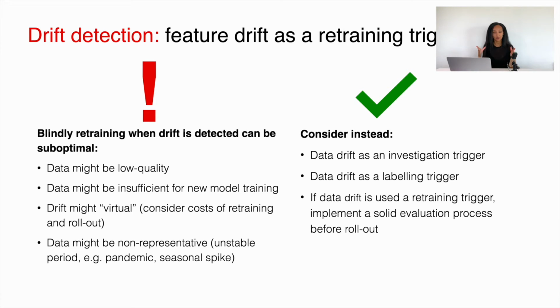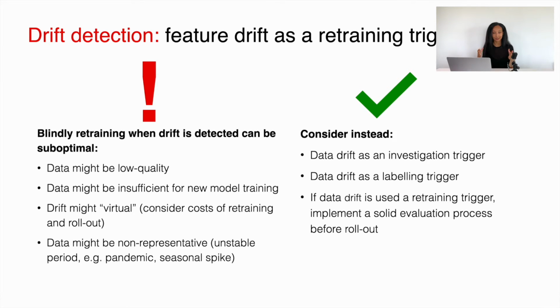Also, data might be insufficient for new model training because you do not have enough data to retrain your heavy model. Data may even be not representative. For example, there is some unstable period like a pandemic or some seasonal spike, or maybe there are some events happening and this influences your model. So in this case, it also doesn't really make sense to retrain your model on this non-representative batch of data.